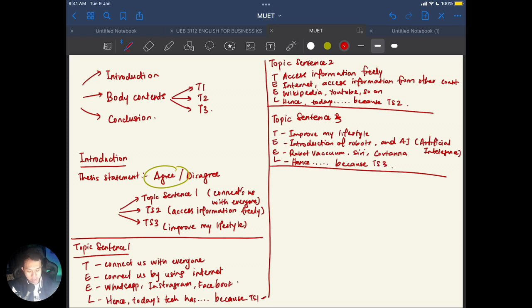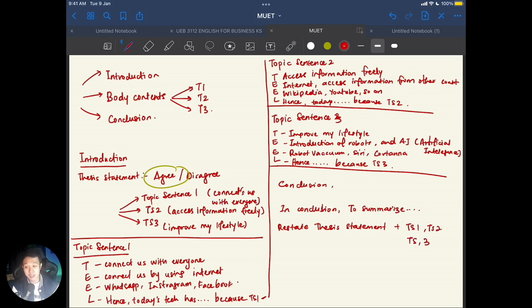TS3. Okay, conclusion. You can use "in conclusion," "to summarize," and so on and so forth. Okay, and then you restate your thesis statement, plus TS1, TS2, and TS3. This is how you write a good conclusion. And maybe you can add quotes, you can add maybe interesting words, or maybe idioms, and so on and so forth.